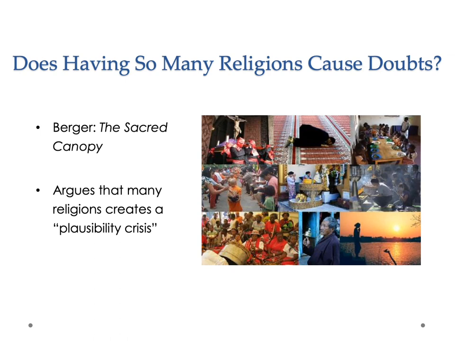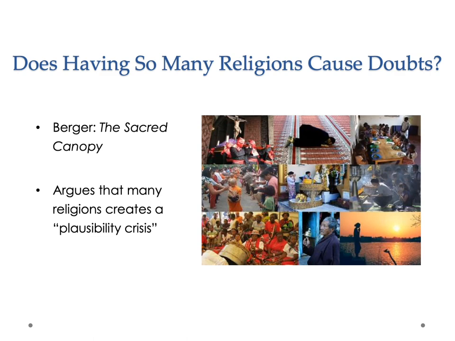And so, this is from Peter Berger's work called The Sacred Canopy. He argues that many religions create what he calls a plausibility crisis. Berger was a theorist of secularization, and he argued that being exposed to more than one religion, including religions that weren't your own, would erode people's faith and cause a significant religious decline.